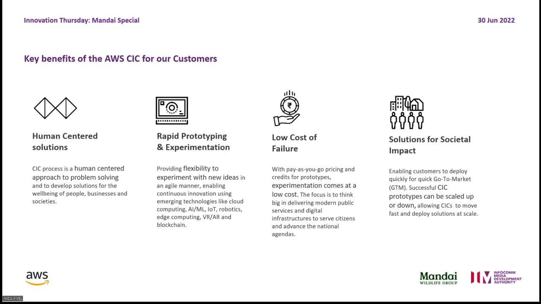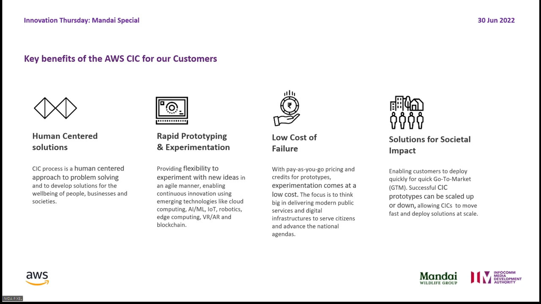So at the Cloud Innovation Center, we actually, as a result of that, help a lot of customers, and these are the benefits that they get. Human-centered solution, because it revolves around the customer, what they want, what they need. Rapid prototyping, like I mentioned, if you explore Amazon Web Services, there's really a full range of services that are ready out of the box for you to use. Low cost of failure: we understand, even the previous two speakers have talked about doing prototyping, how many failures there are. We will lower the cost of it.